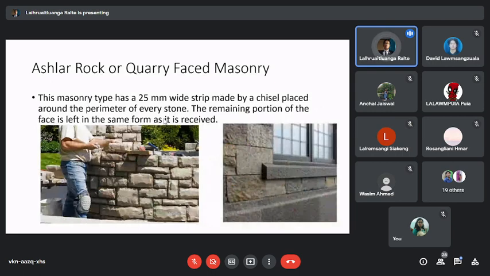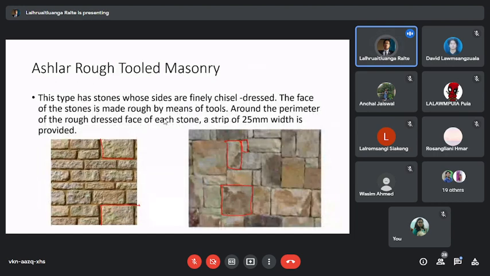Here we have a rock or quarry face masonry. In Ashlar rough tooled masonry, we are finely chiseling the face of the stones. Right here, it can be different types. As per the type of the stone that you have, the finish is going to be slightly different.